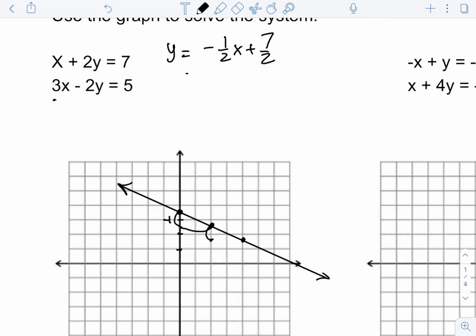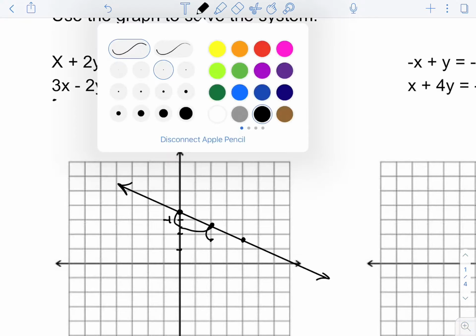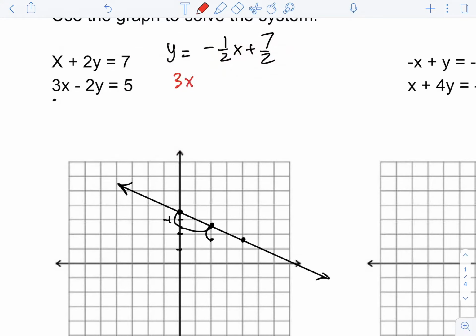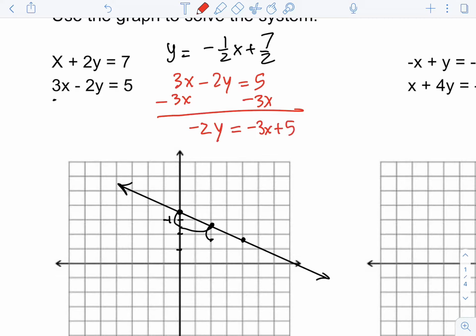Now, 3x minus 2y equals 5. Subtract 3x from both sides. You get negative 2y is equal to negative 3x plus 5. From there, we divide negative 2 on both sides, and y is equal to 3 halves x minus 5 halves. And that's our second equation.